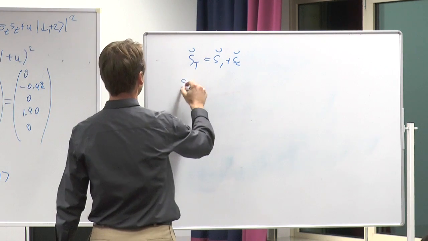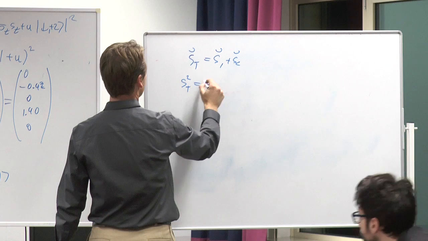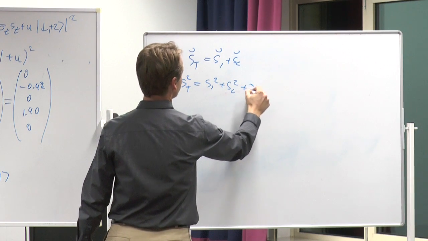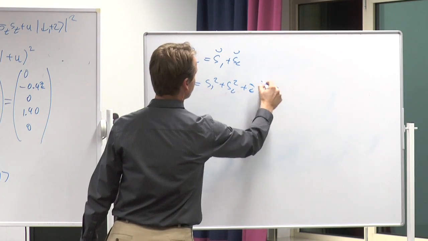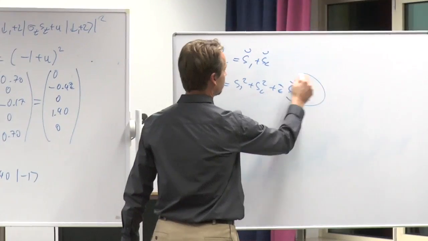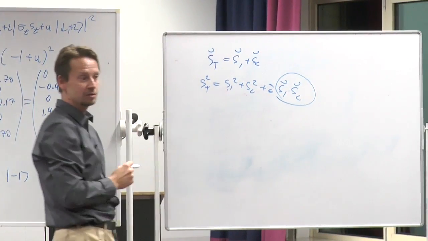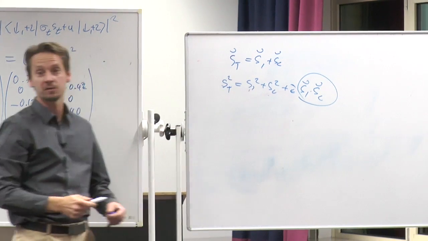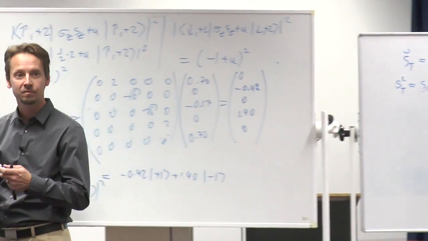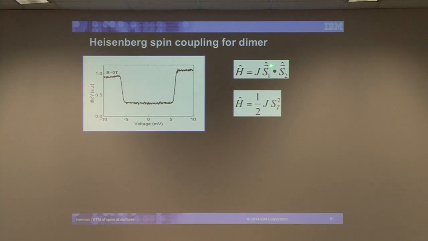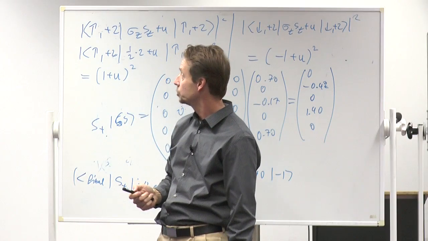S total square is S1 square plus S2 square plus 2 times S1 dot S2, because the two commute with each other. And that's your Heisenberg. These guys are constant. And so you really can say that the S total square operator is the same as the Heisenberg interaction for two spins, excluding a factor of 2. So this S1 dot S2 is the same as S total, basically, here, for two spins.